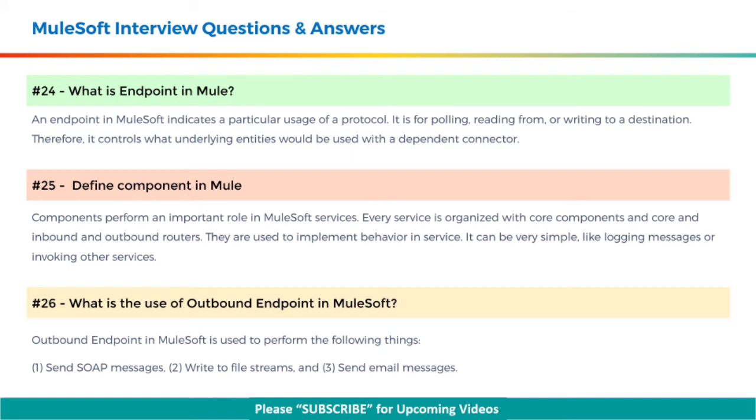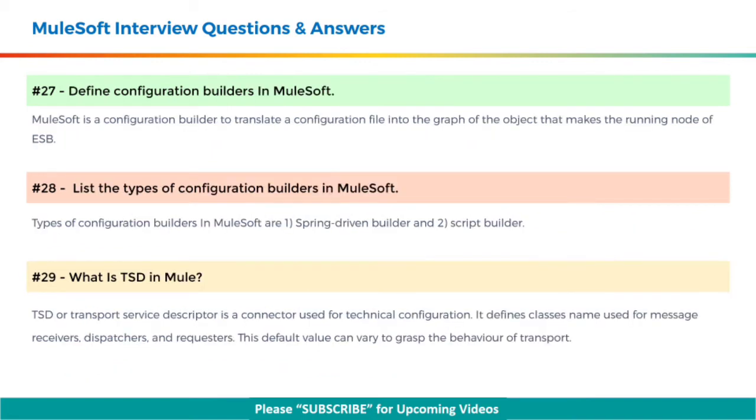Next, what is the use of an outbound endpoint in MuleSoft? An outbound endpoint in MuleSoft is used to perform the following things: send SOAP messages, write to file streams, and send email messages. Next, define configuration builders in MuleSoft. MuleSoft uses a configuration builder to translate a configuration file into the graph of objects that makes up the running node of the ESB.